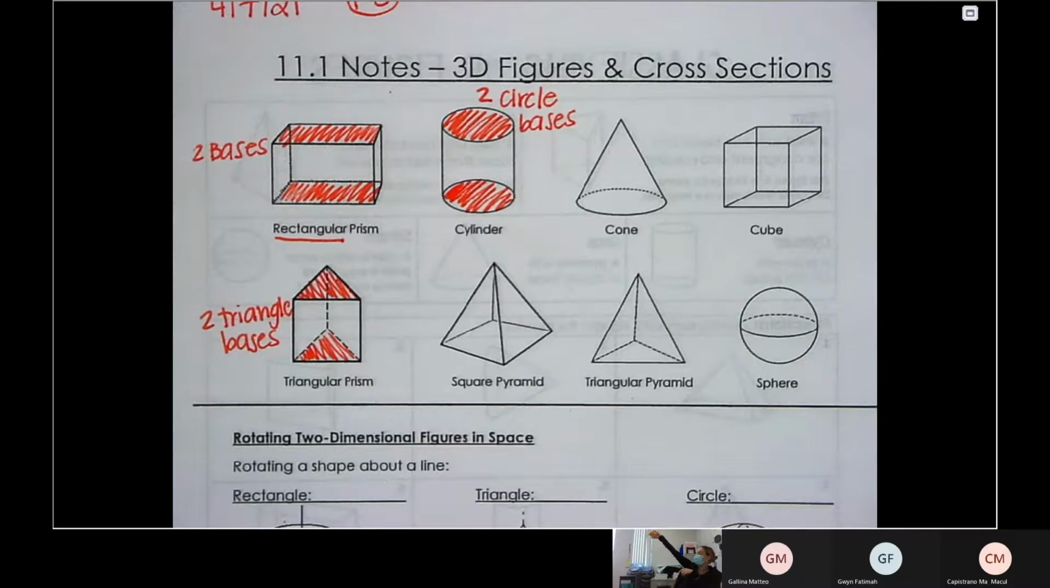When have you seen this in the real world? A tent. Good. Anything else you can think of? A tent. What else would be this shape? Someone's roof, yeah. That could be the roof of a house, right? Triangular prism. A tent. Yep.